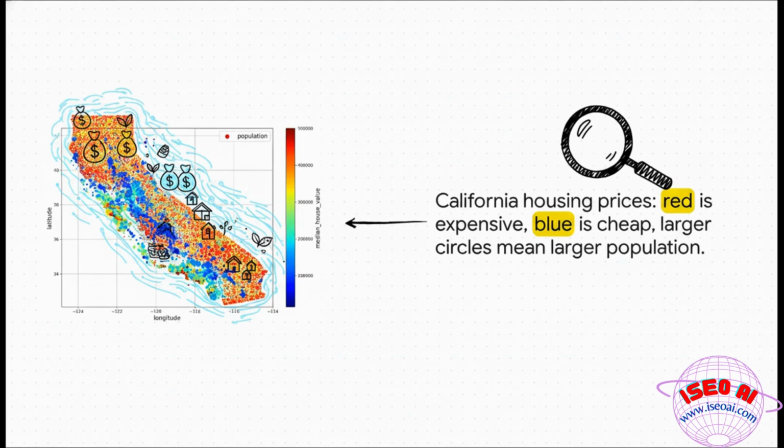Each little dot is a district, and you can immediately start to see patterns, right? Look at how the red and yellow dots, those are the expensive spots, are all clustered near the coast, especially around LA and the Bay Area. And the bigger circles tell their own story, showing us where the most people live.